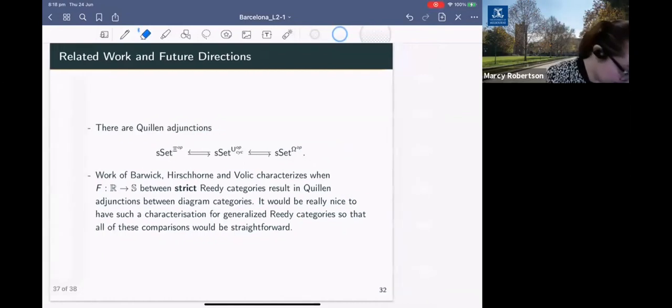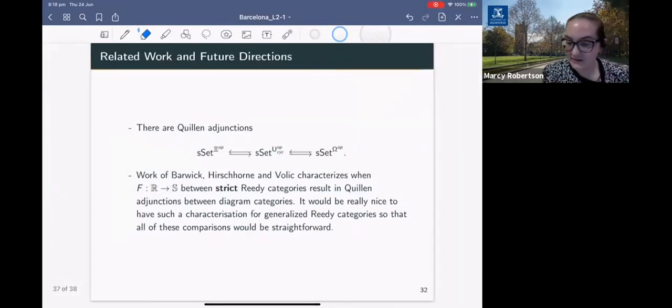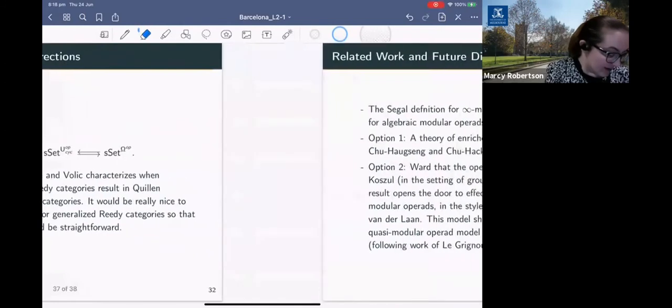All right. I guess I sped through at the end here. Great.